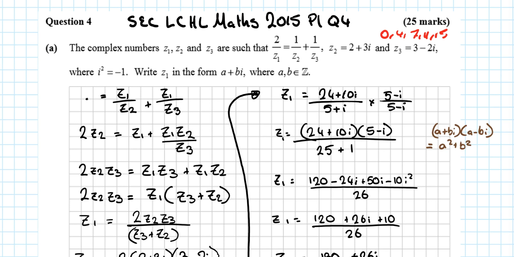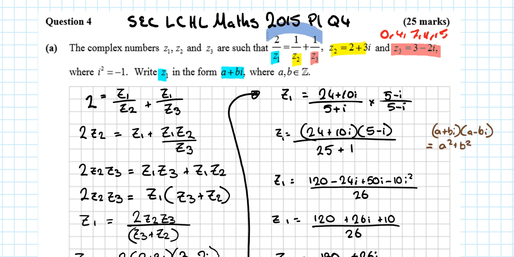So the question tells us the complex numbers z1, z2, and z3 are such that 2 over z1 is equal to 1 over z2 plus 1 over z3. They tell us what z2 is, and they tell us what z3 is. They want us to find z1 in rectangular form. So find z1 on its own in rectangular form.